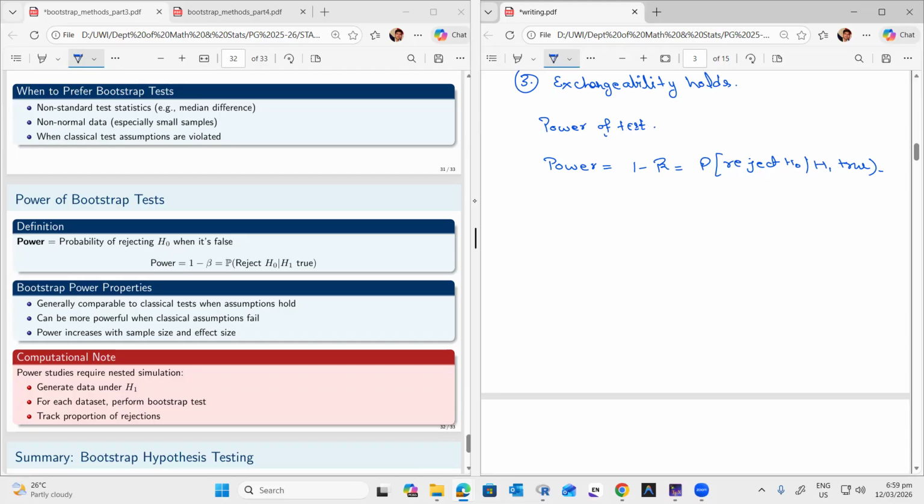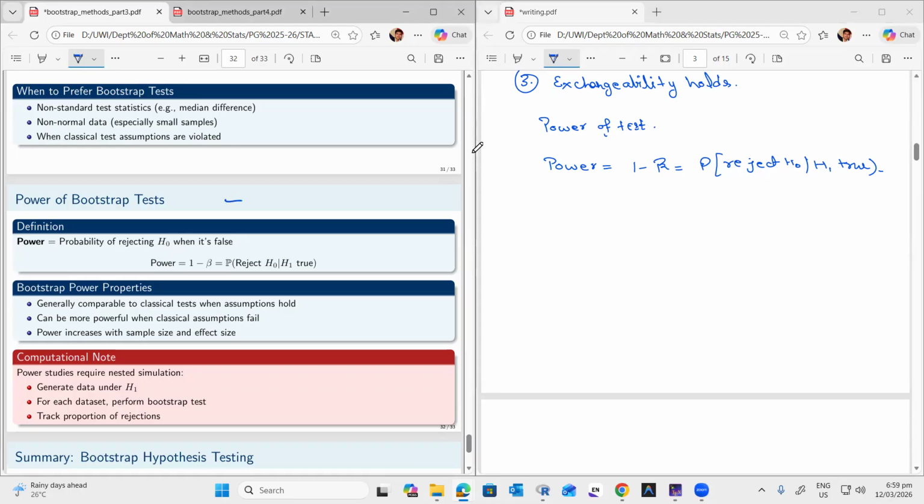So, the power of the bootstrap test. That is the probability of correctly rejecting a false null hypothesis. It always depends on the true effect size, sample size, variability, and the significance level alpha.